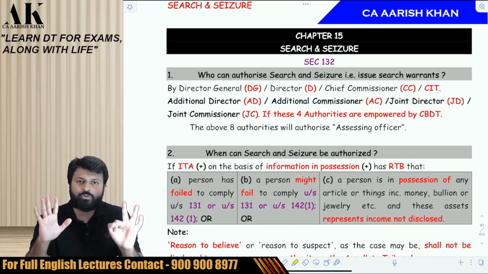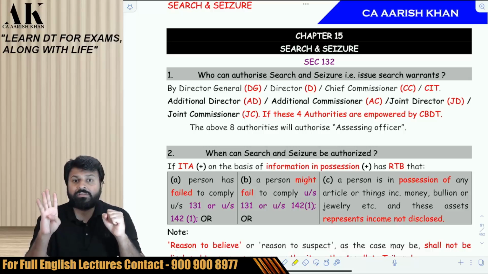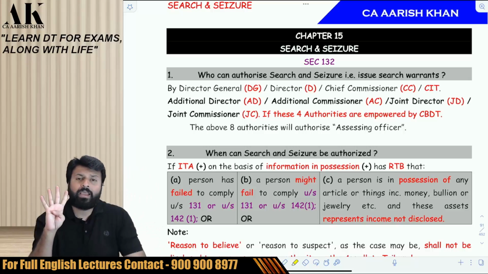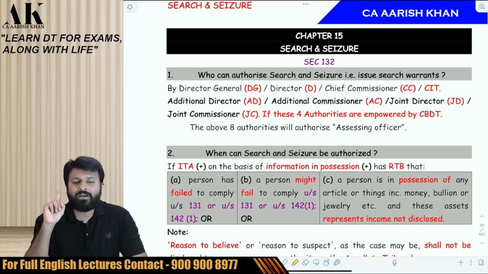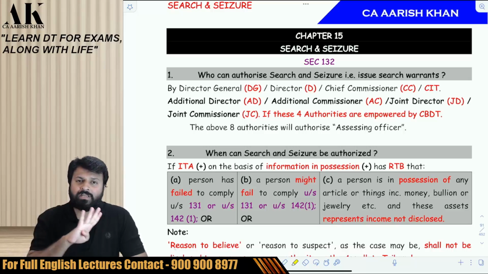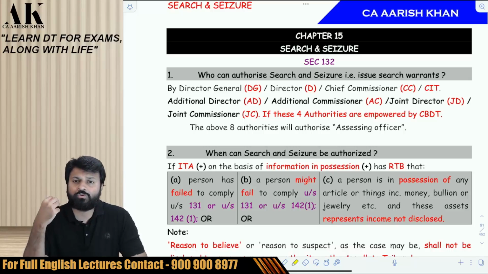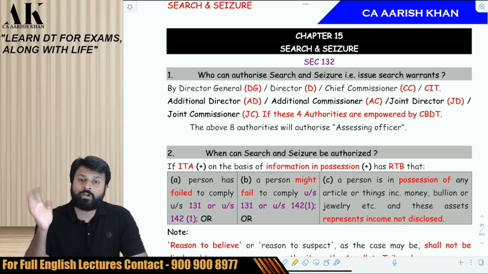There are 8 authorities who have the power to issue search warrant, out of which 4 authorities have absolute power and 4 authorities have to take approval from CBDT. So the authorities who have absolute power, I am taking their name. Director General, Director, Chief Commissioner and Commissioner. These are the 4 authorities who have absolute power to issue search warrant. These are not the authorities who will do search. These are the authorities who will issue warrant for the purpose of search.